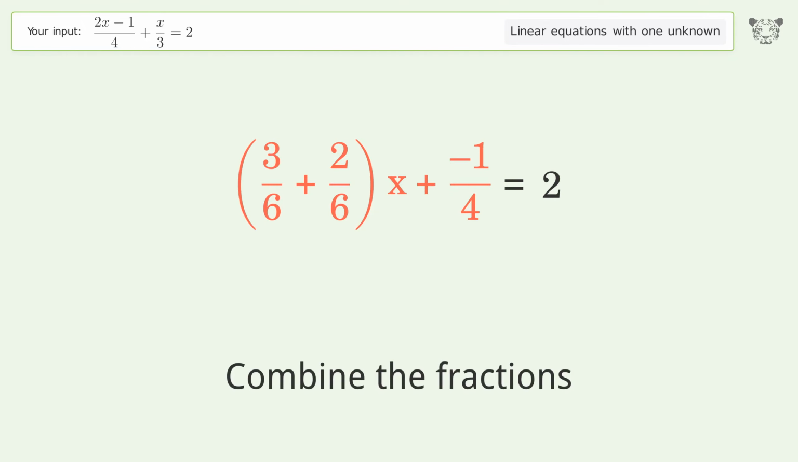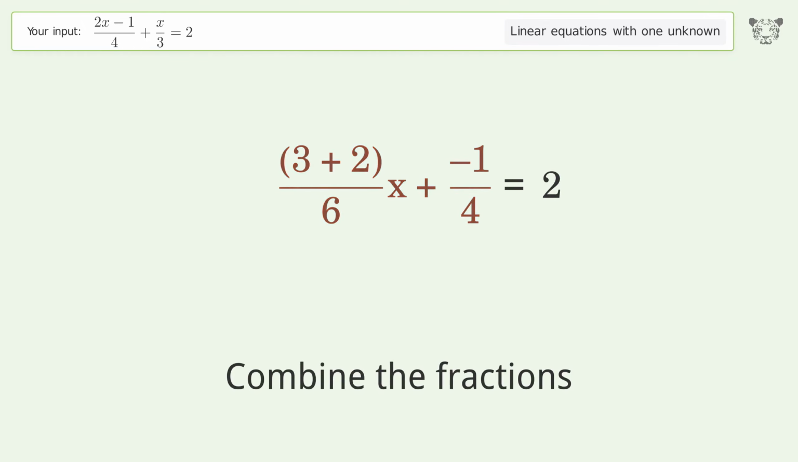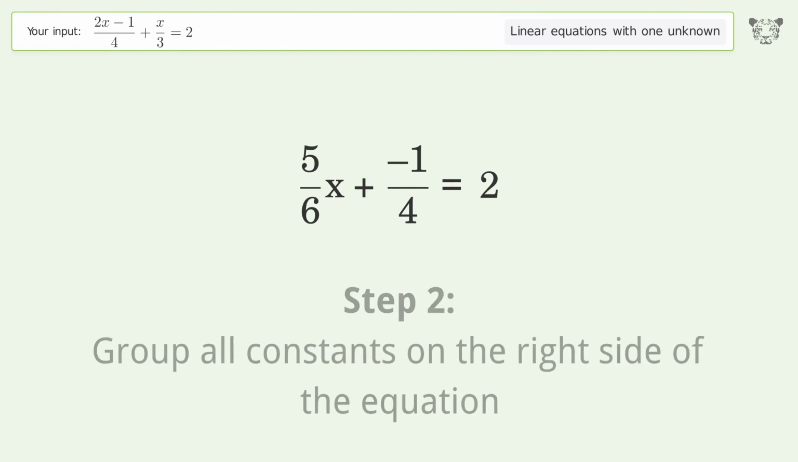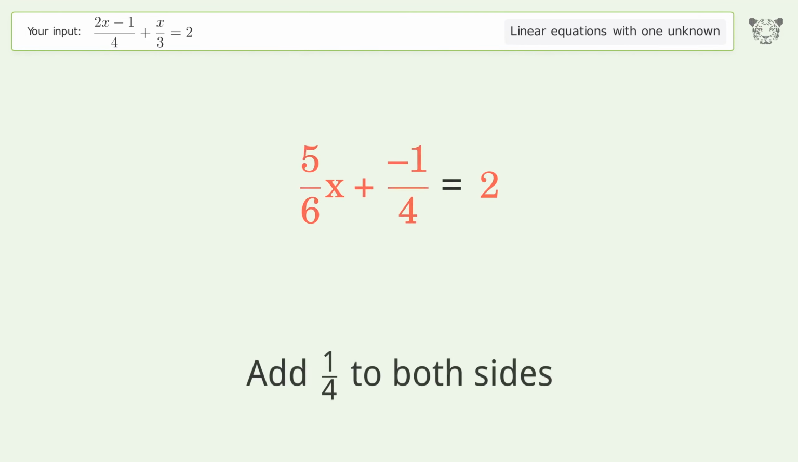Combine the fractions. Combine the numerators. Group all constants on the right side of the equation. Add 1/4 to both sides.